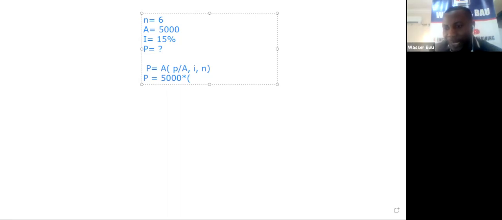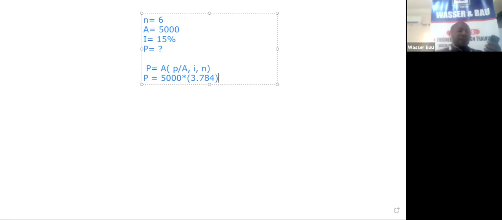Then when I get to this point, the number of years is 6, and what I'm trying to find is P given A. Remember, I'm on the 15% table. So I come to 6 years under P over A, and I'm getting 3.784. Please, can somebody confirm that you're able to read it? I want it to be participatory. 3.784.